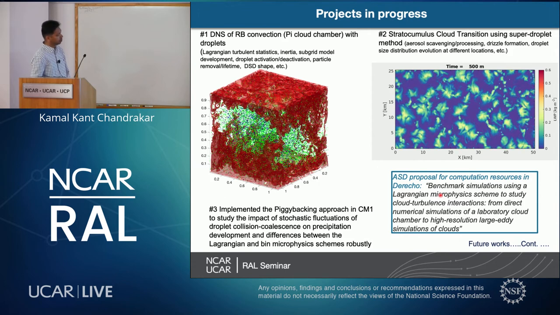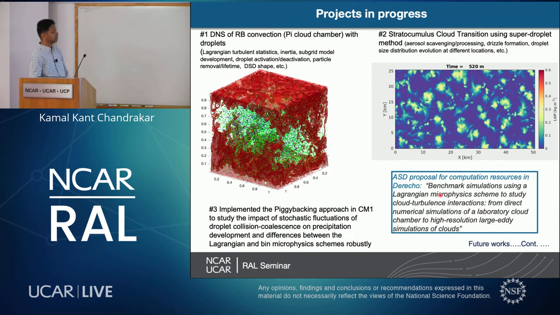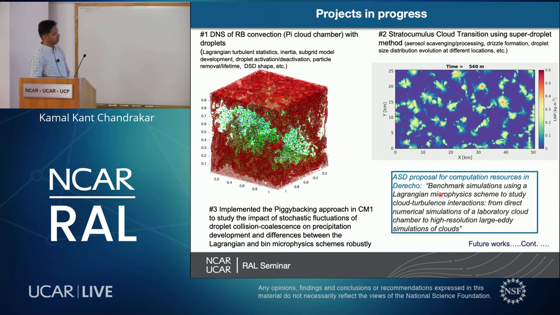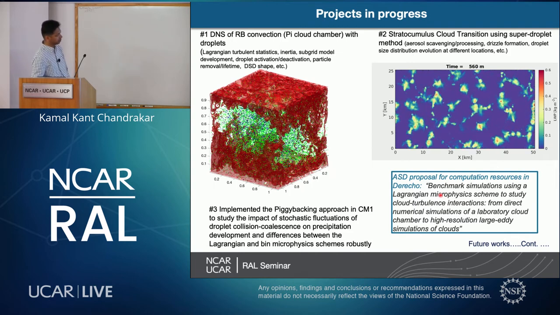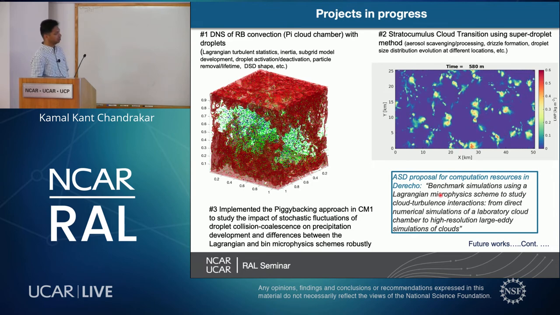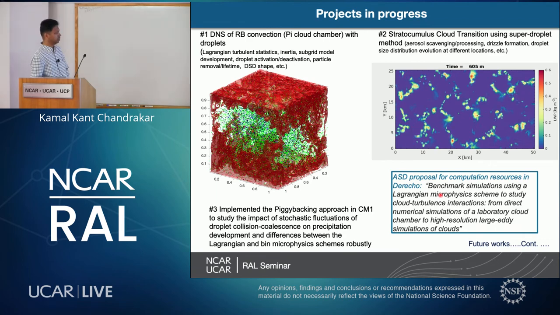Recently, I also implemented a piggybacking approach in CM1, where we can separate the impact of microphysics from the dynamics. We are planning to use this setup for investigating the stochastic fluctuation of the collision-coalescence process on precipitation development, as well as to compare the Lagrangian and bin microphysics schemes in a more robust way.